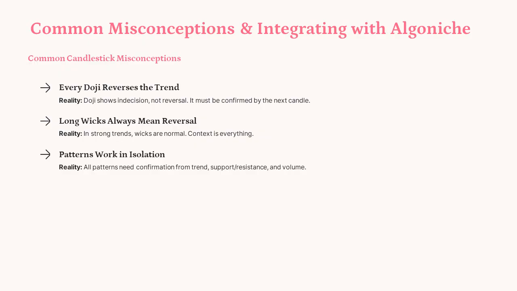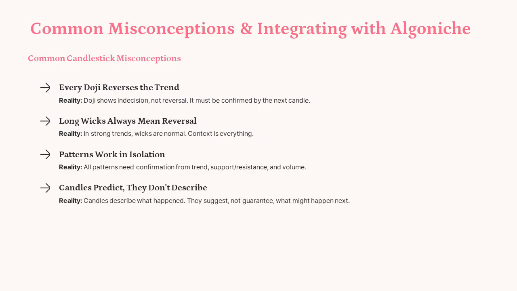They need confirmation from the next candle, alignment with the trend, significance from support or resistance levels, and ideally volume confirmation. A pattern at a random level in a sideways market is weak. The same pattern at a key level after a strong trend is powerful. Context is everything.